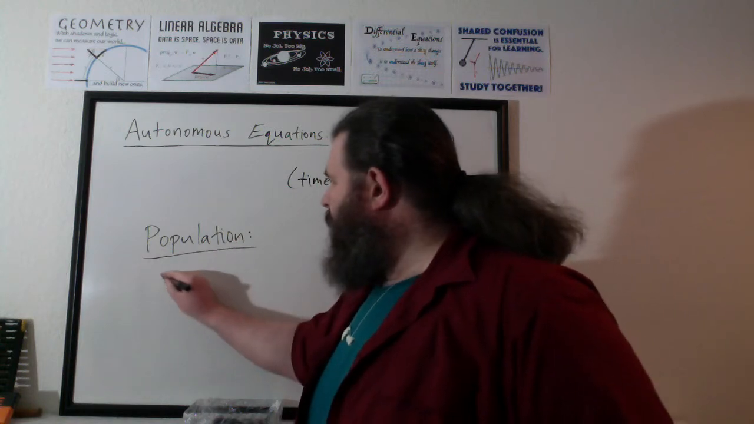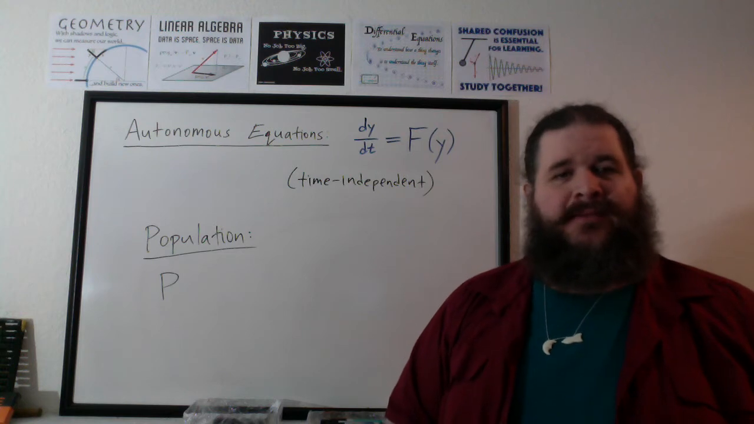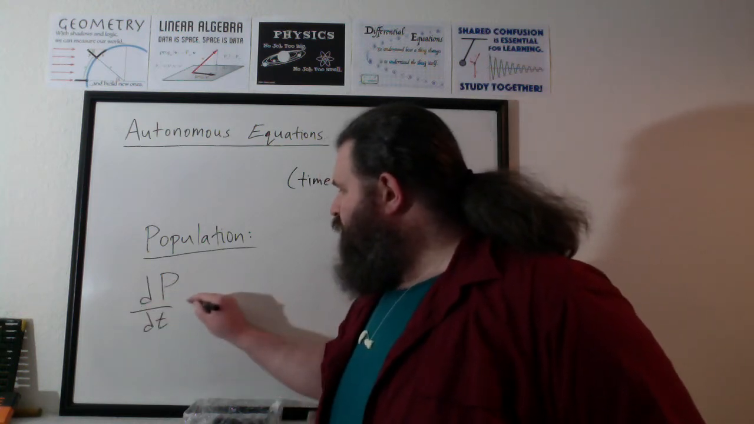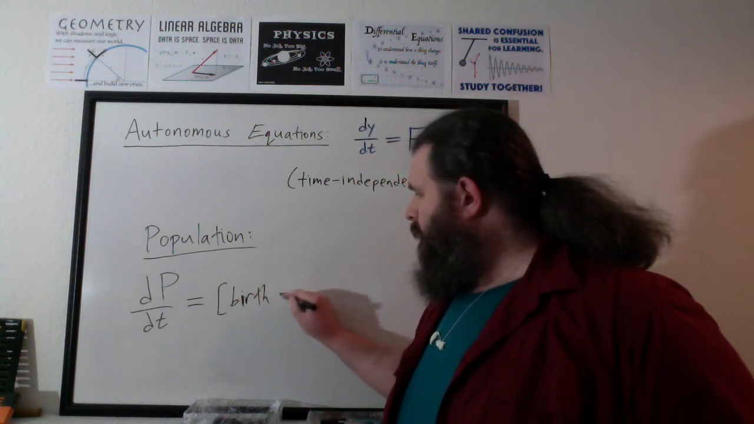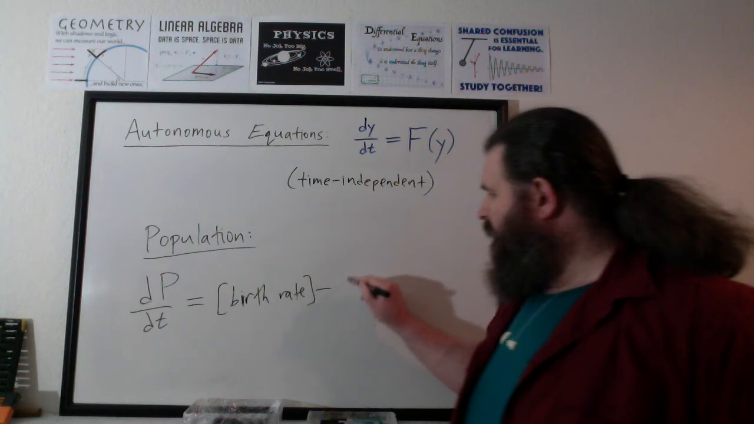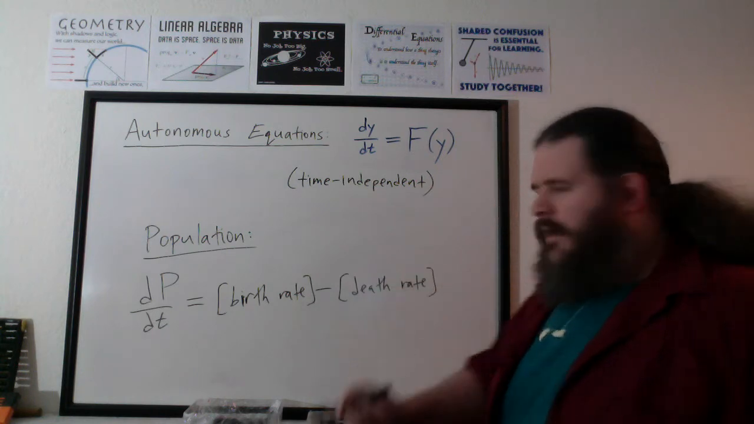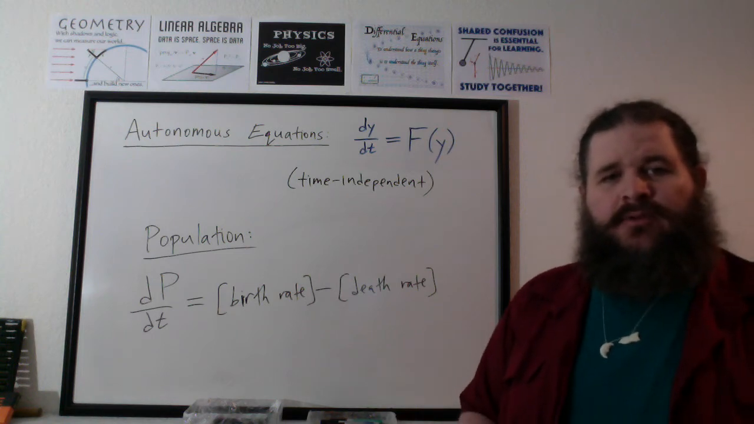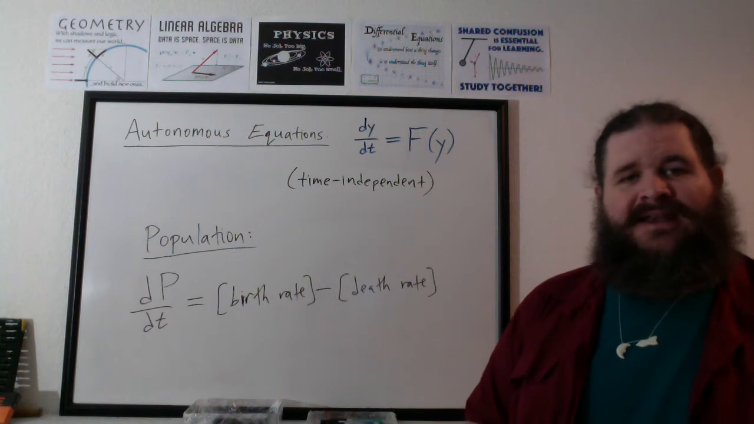If you're dealing with some population of individuals, p of t, presumably population changing as time passes, the rate of change in population is generally going to depend on birth rate minus death rate. And in a fairly simple model where we don't have to worry about things like limitations on growth, both birth rate and death rate tend to be proportional to population right now.